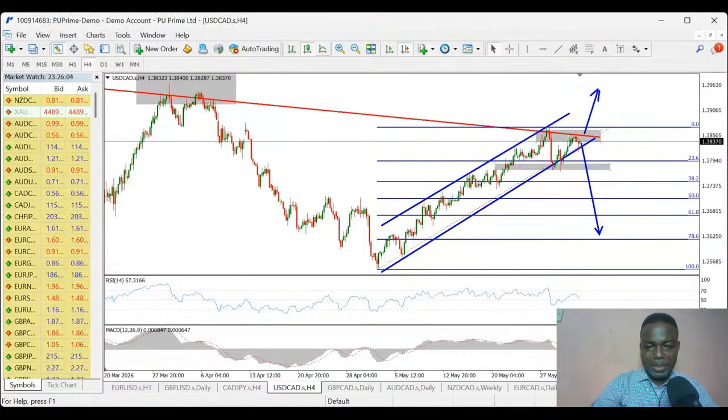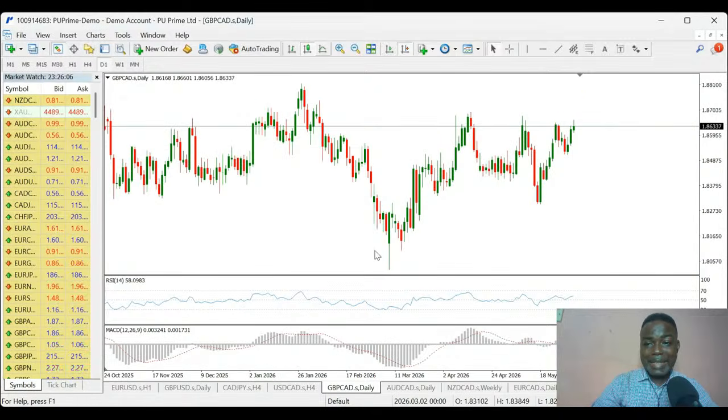All right, I'll switch to the next instrument. Like I said, I'm just looking at the Canadian dollar pairs because there's a strong setup on all of them across the board. So I'm looking at the GBP CAD next, and I can tell you it's just as bearish as the USD CAD. But then let's just go ahead and analyze it also.